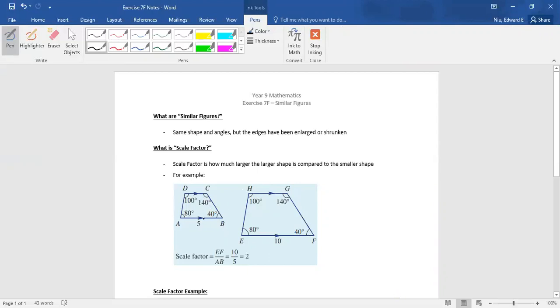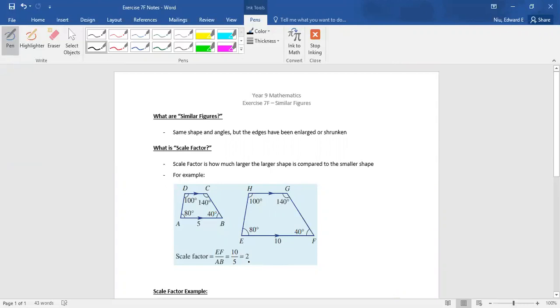So the biggest takeaway I want you guys to know is when we deal with similar figures, we have a thing called scale factor, which just tells us how much bigger the larger shape is compared to the smaller shape. You would take a corresponding side and divide it by the smaller shape's corresponding side, with the larger number always being on top and the smaller number always being on bottom. Then we can see the scale factor, which tells us the shape on the right is 2 times bigger than the shape on the left.